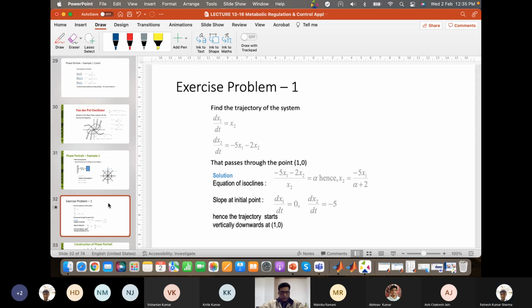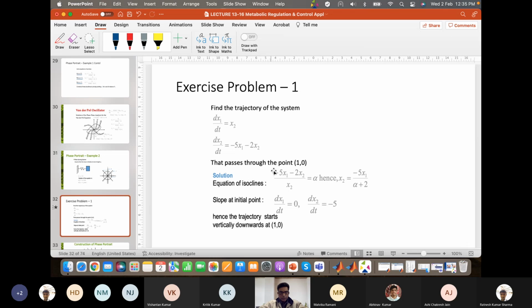Okay. So now I'm going to give an example of another system, and this one you need to follow carefully. This is of course a second order system, but linear. The rate of change of the first variable, dx1, is dependent on the second variable x2, and dx2 is dependent on both x1 and x2, and there are negative coefficients -5 and -2 for x1 and x2 respectively.